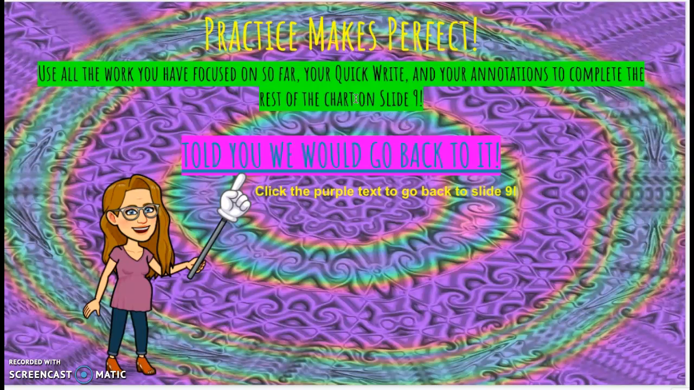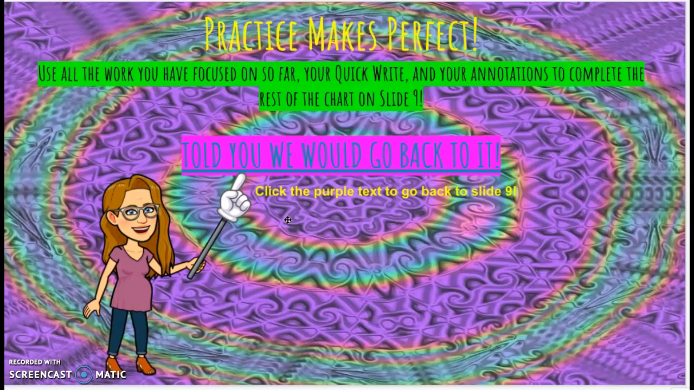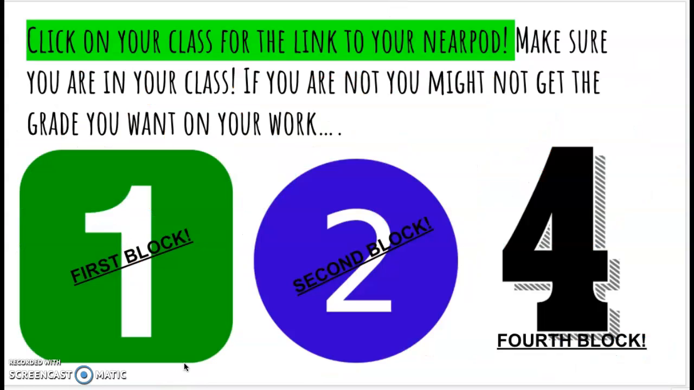So this slide 13 is where we go back to the reader part. If you click on this link, it'll take you back to slide 9. This is when you're going to do the reader portion of it. So make sure that you're paying attention to the instructions. As always, I've highlighted the instructions in green. This is just a transition slide. So you do have a Nearpod that you will complete for this. The Nearpod is a separate grade from everything else, like it always is.